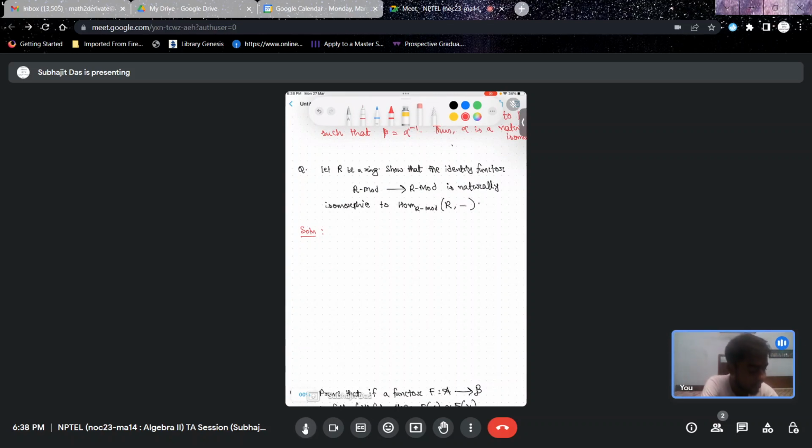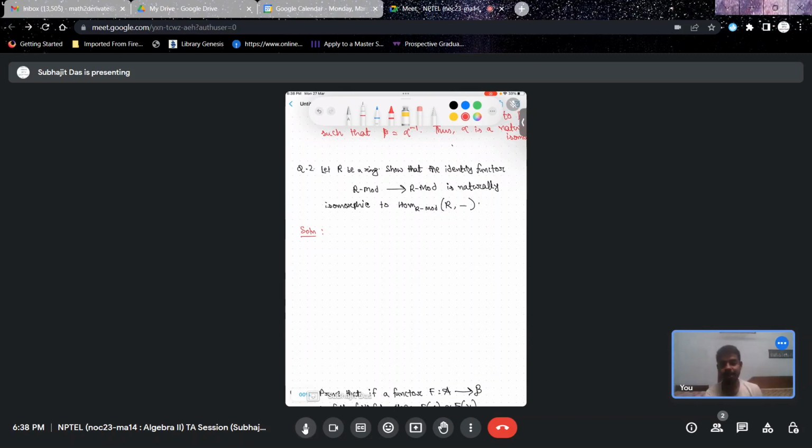So the question is saying that we fix a ring R, which is not necessarily commutative, and we look at the category of all left R modules, and consider the identity functor from R mod to R mod. We need to show that this is naturally isomorphic to the Hom functor represented by R.